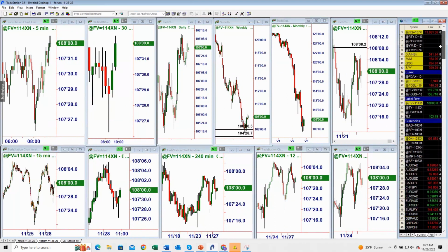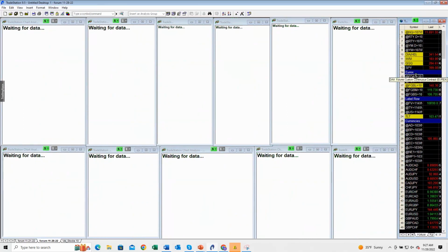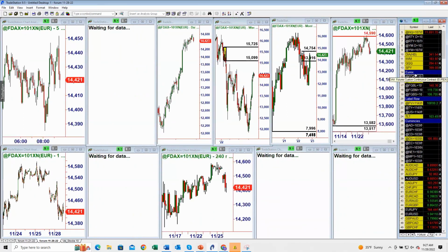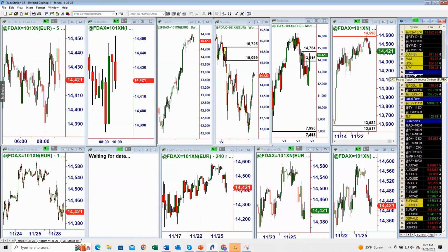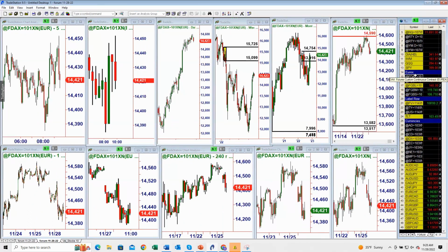Let's keep going. Again, if you have other symbols you want to look at, could be Forex markets, right? Stocks, futures, Forex, energies, metals, you name it.